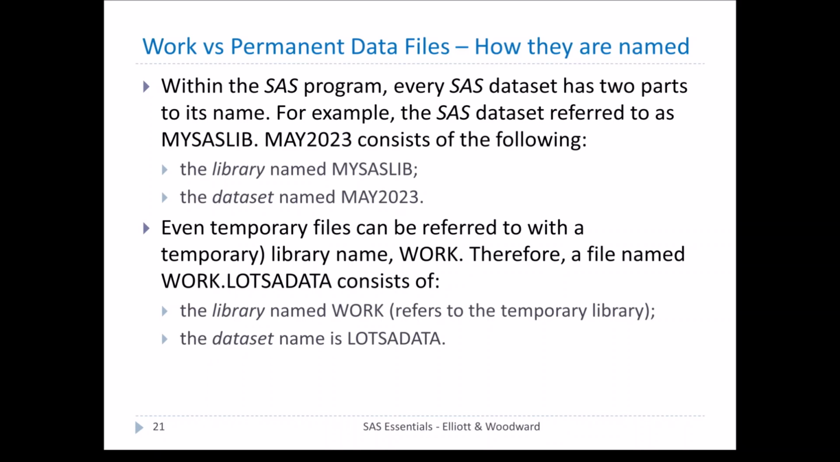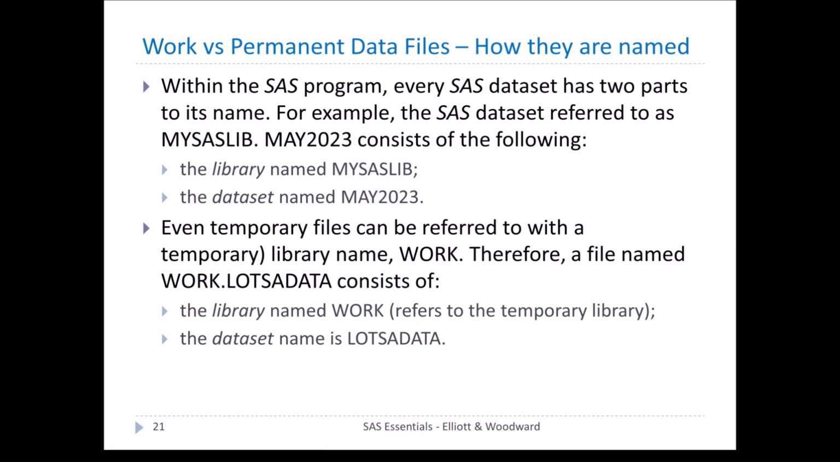All right, so we've seen a little bit about this work versus permanent data sets and how they're named. So within a SAS program, every data set actually does have two parts in its name. For example, the SAS data set may refer to mySASLive.May 2023, and the first name is the library name, mySASLive. The second name is the dataset name. Even the temporary files have a two-part name. In this case, for instance, work.lotsofdata. The library refers to work, which is a temporary library, and the dataset name then is lots of data.